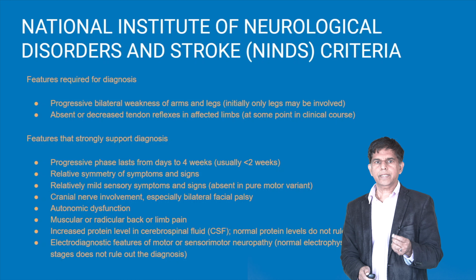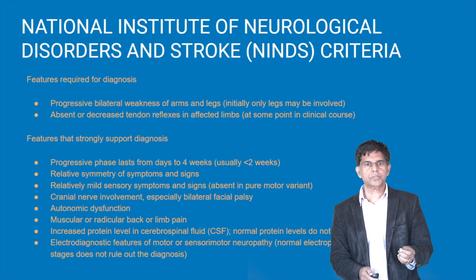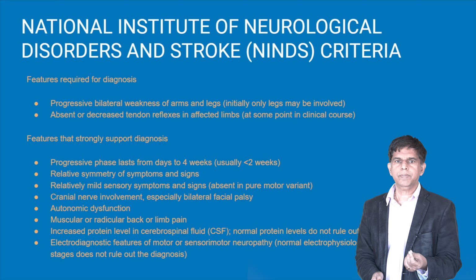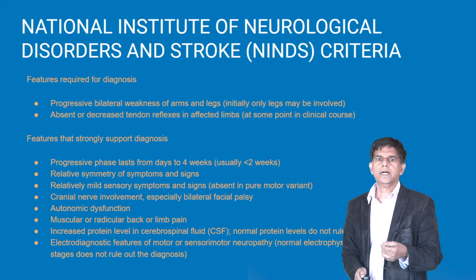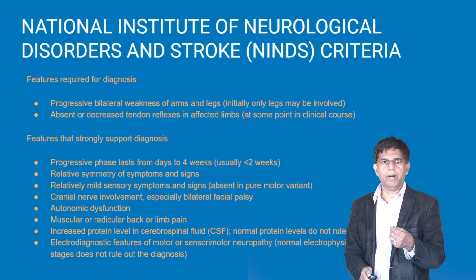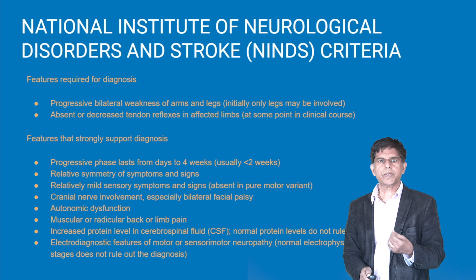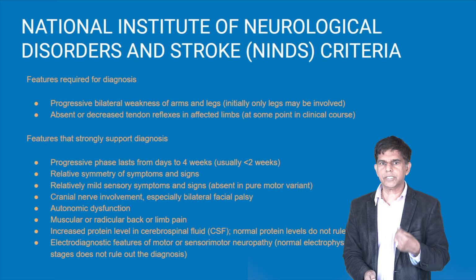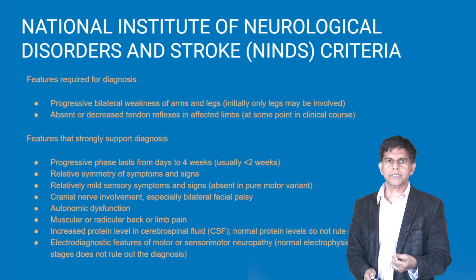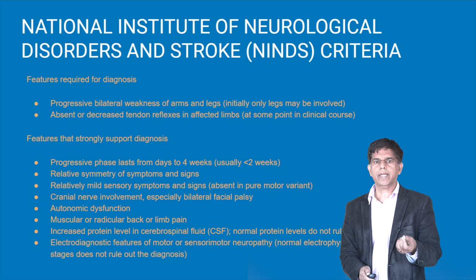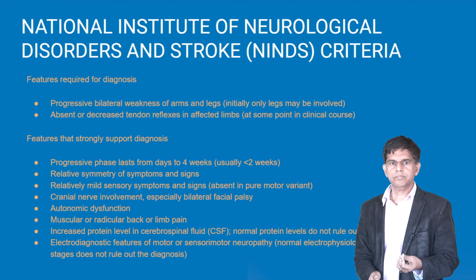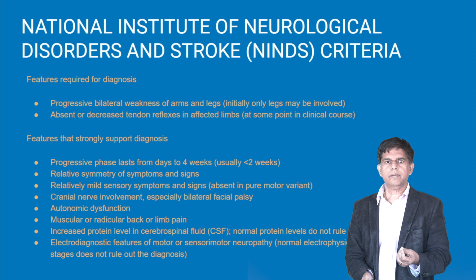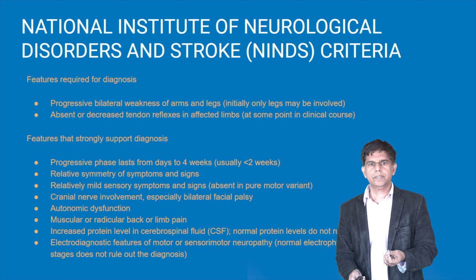And the other features that strongly support our diagnosis: the progressive phase lasts from days to 4 weeks, usually less than 2 weeks. Relative symmetry of symptoms and signs, and relatively mild sensory symptoms and signs. You may have cranial nerve involvement, especially bilateral facial palsy, and autonomic dysfunction, muscular or radicular back or limb pain, and increased protein level in the cerebrospinal fluid. And you have electrodiagnostic features.